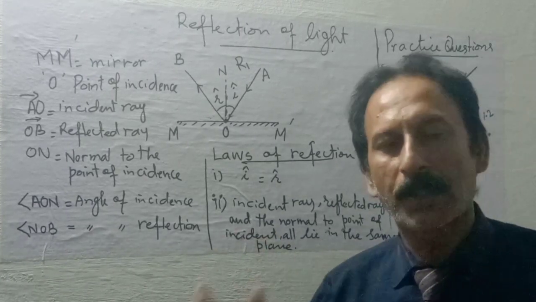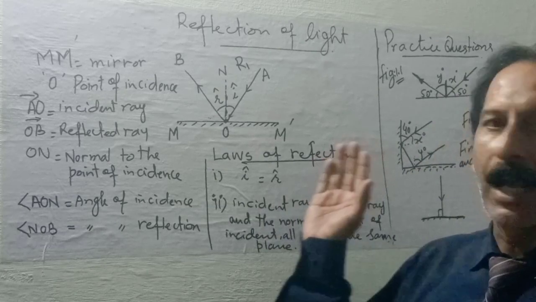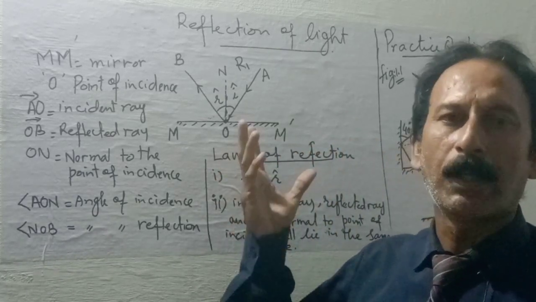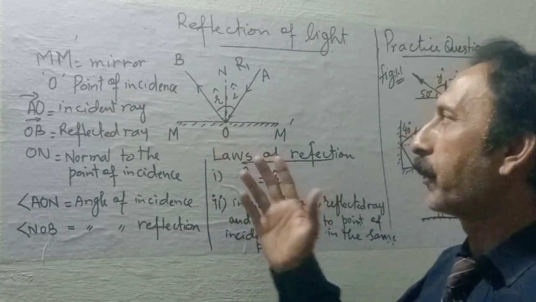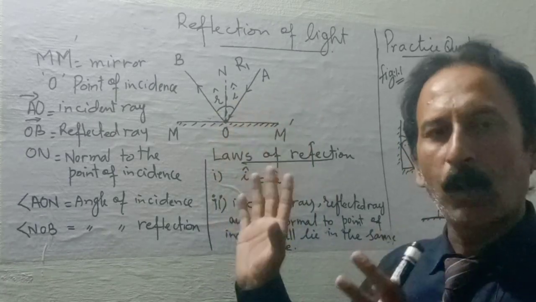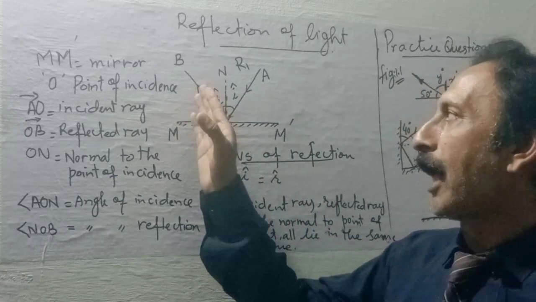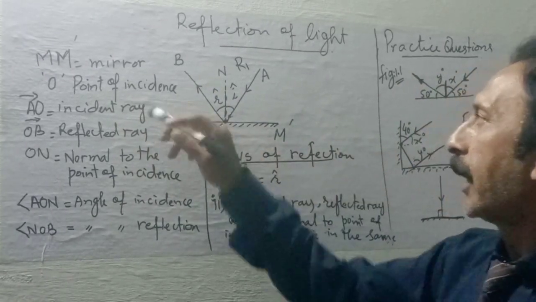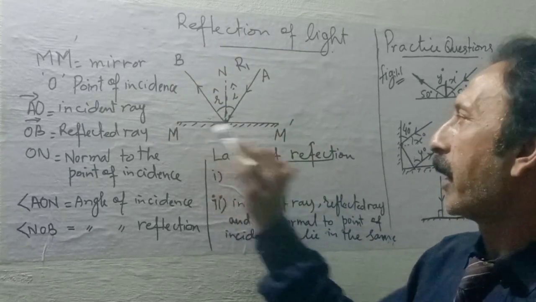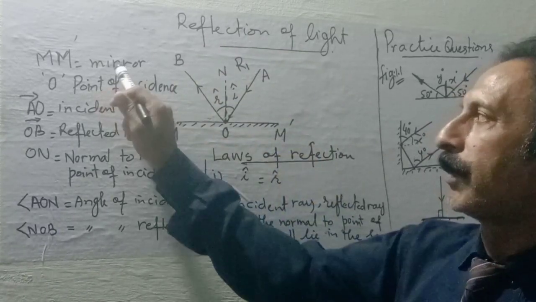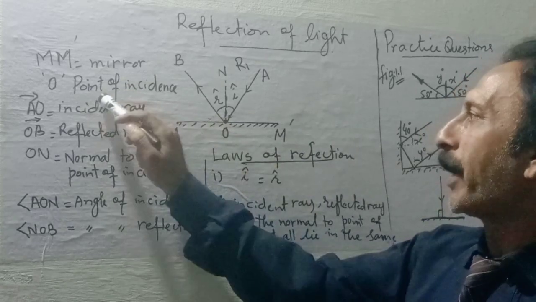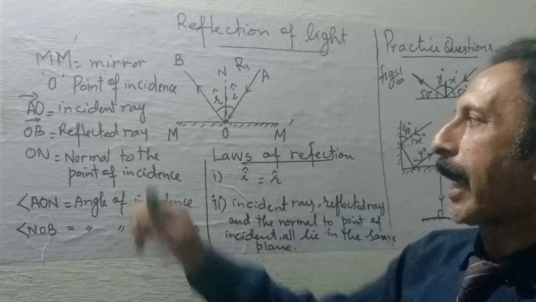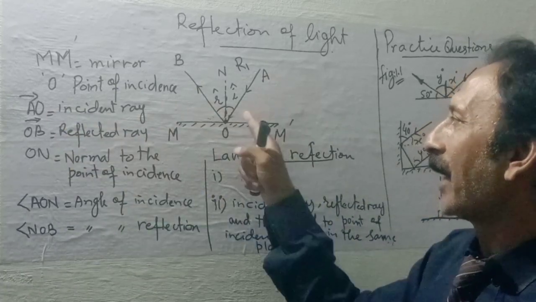Here your teacher Fahim Hashmi has come up with a new lecture, reflection of light, and I'm going to explain the whole phenomenon with the help of this diagram. So let us first of all talk about this diagram. I have made here MM dash as the mirror, O is the point of incidence where the light ray actually strikes, and AO is the incident ray.